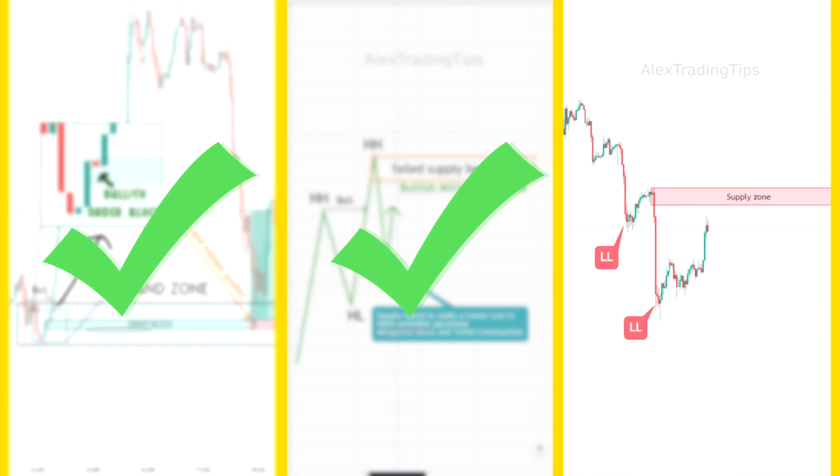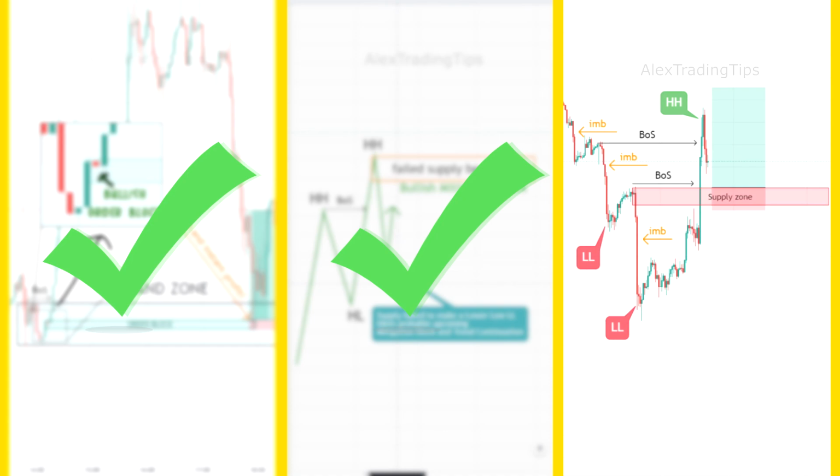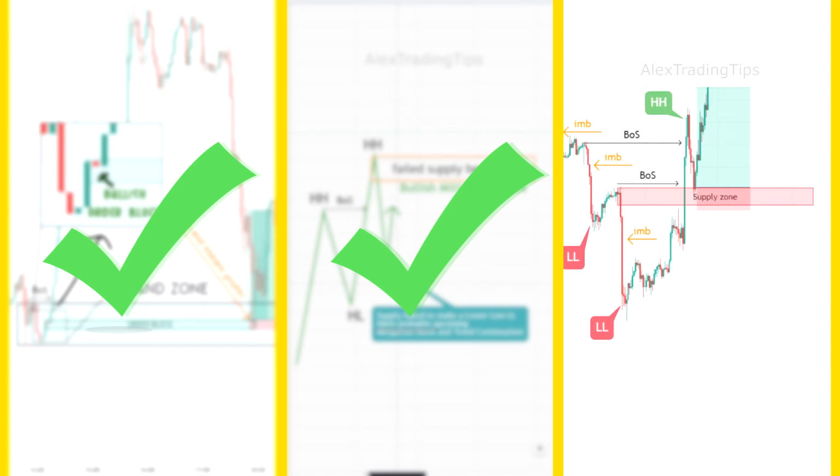The opposite for an uptrend confirmation, price ignores the supply zone, which turns into support, pushing the price higher.